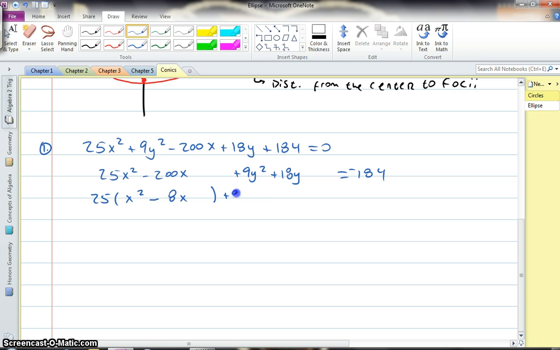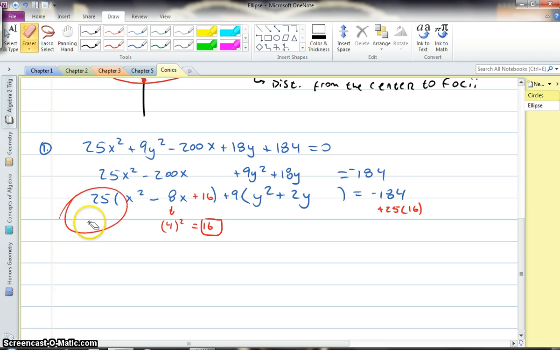Over here, I'm going to take out my 9, again leaving a space because we know we're going to have to add something there. So y squared plus 2y equals negative 184. So 8 divided by 2 is 4 squared. I get 16. I add 16 here. What do I add to the other side? Well, 25 times 16, because you got your number out front here. Remember, it's got to be equal on both sides. So we're actually adding 400.